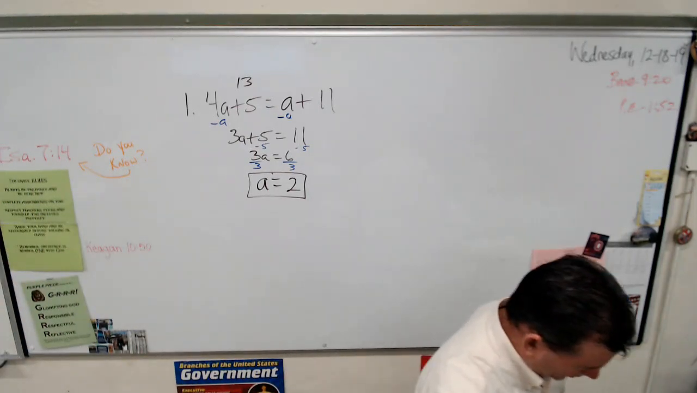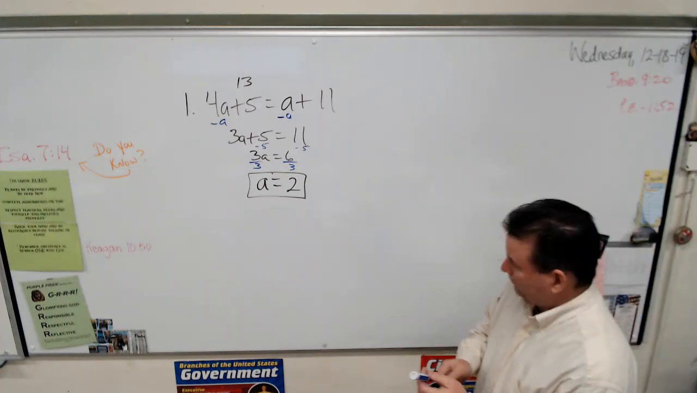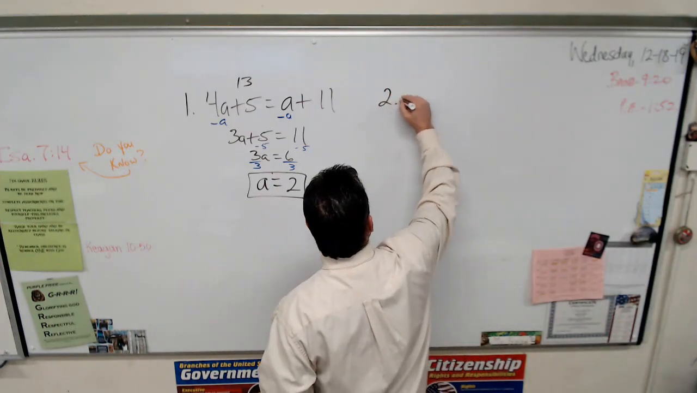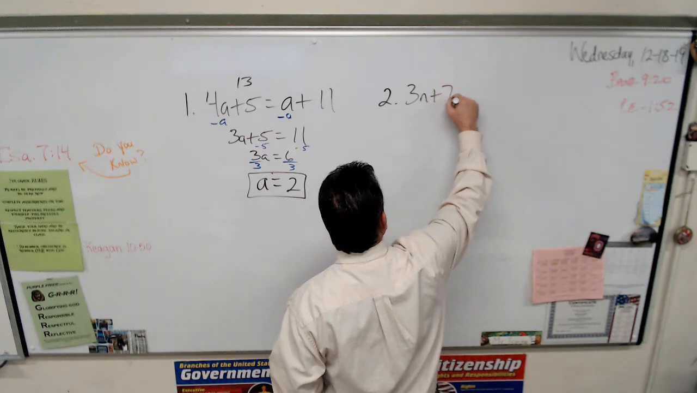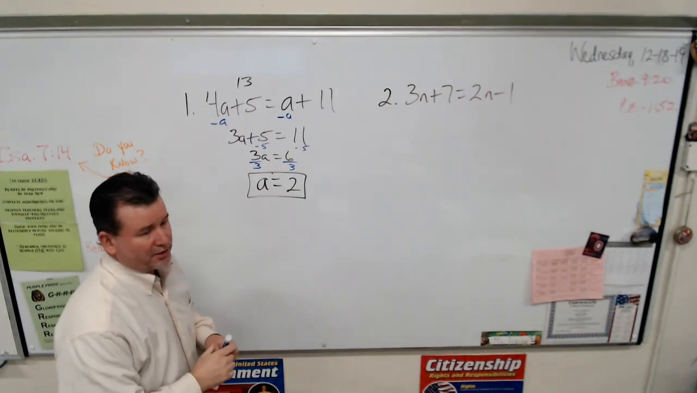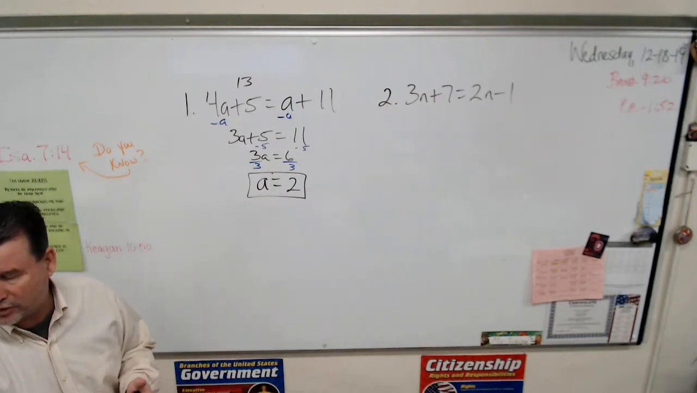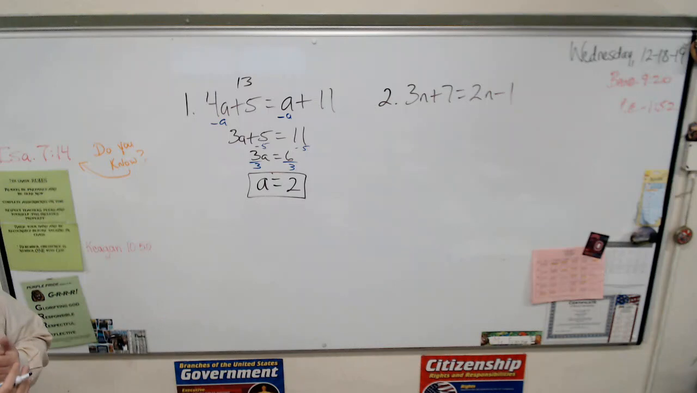Number 2, bottom of page 279: 3n plus 7 equals 2n minus 1. I hope I wrote it right out of memory. 3n plus 7 equals 2n minus 1. I can't have n's on both sides. I want to combine them. I want to get them on one side. What am I going to do?